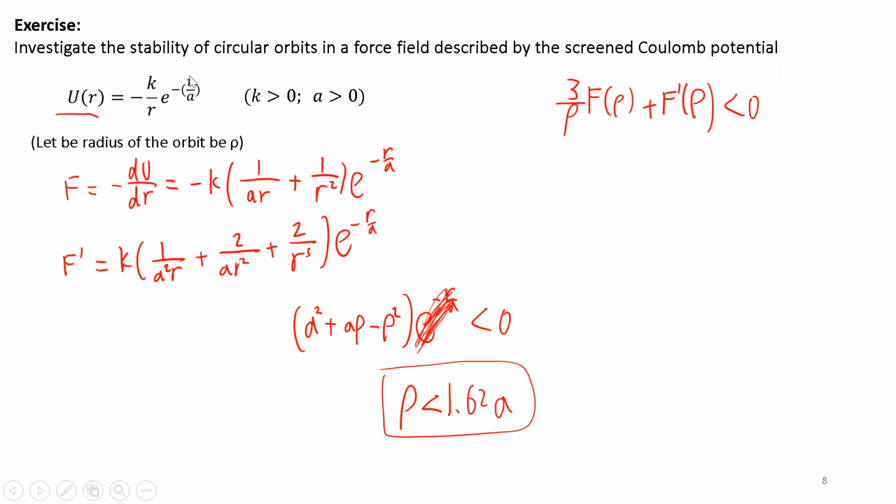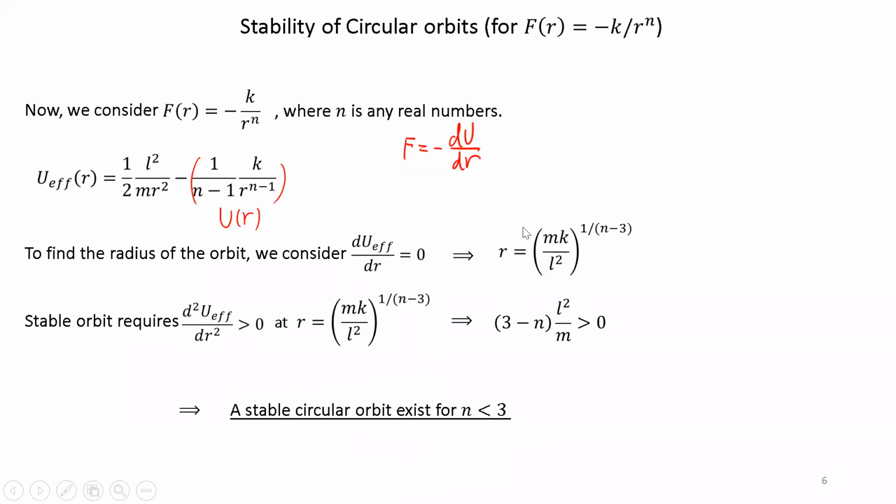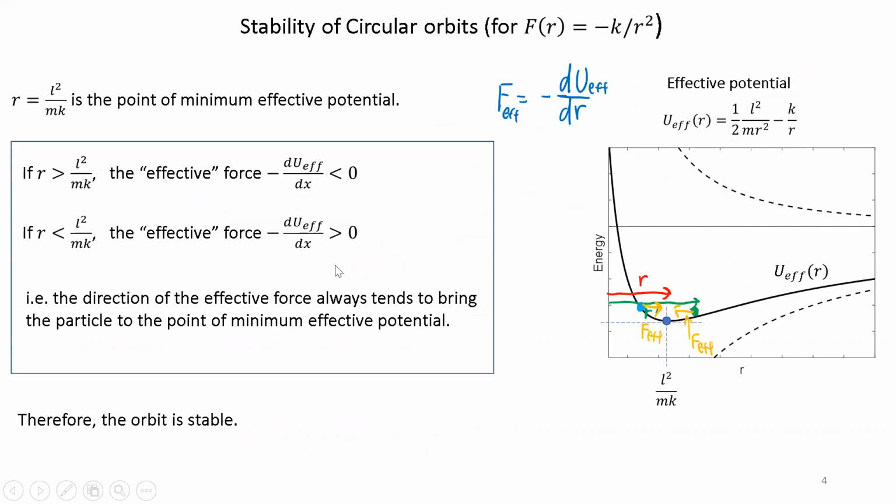In fact, if you have learned about exponential functions before, you have seen this; you can call this the decay length, or when you learn about exponential decay over time, you call this the decay constant. But here it really tells you that the radius cannot be too big for the circular orbit to be stable. So it's quite different from what we had with just the pure Coulomb potential, where the orbit is always stable, no matter what R you have.